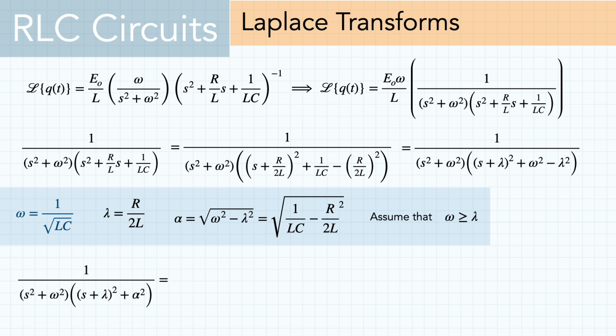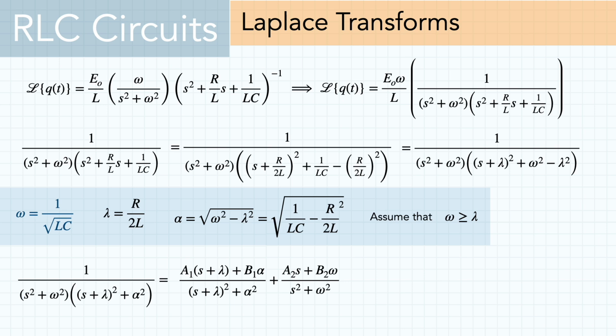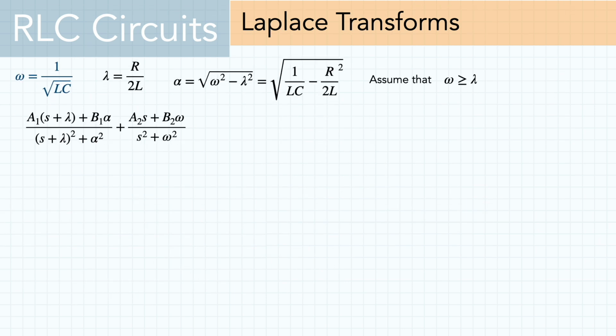Now we have to use partial fraction decomposition to get it in terms of an equation that looks like this: A1 times (s plus lambda) plus B1 times alpha over (s plus lambda) squared plus alpha squared, plus A2 times s plus B2 times omega over s squared plus omega squared. If we can get our equation in this format, we can use the format of the Laplace of e to the something times sine or cosine of something.